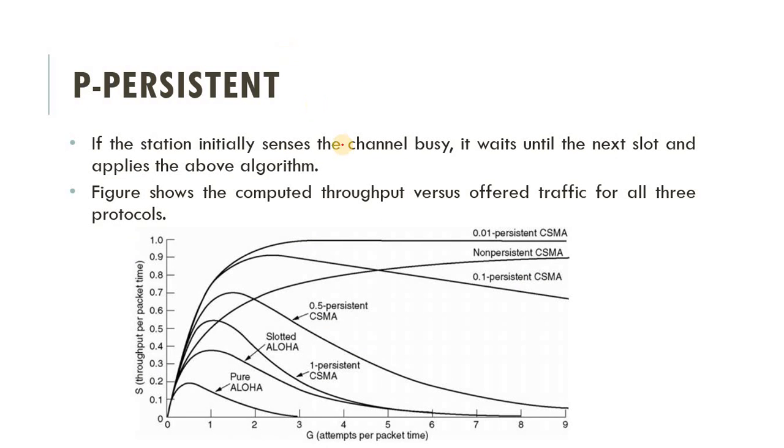So if the station initially senses the channel is busy, it waits until the next slot and applies the above algorithm. And this figure shows the channel throughput versus offered traffic for all these protocols. Here pure ALOHA efficiency is less than slotted ALOHA, then the 1 persistent, then the non-persistent, and then the P persistent. So the highest efficiency is of P persistent.